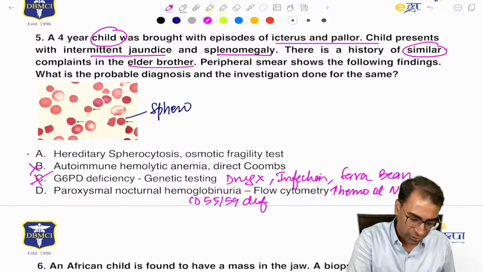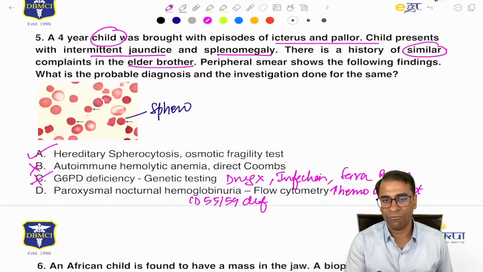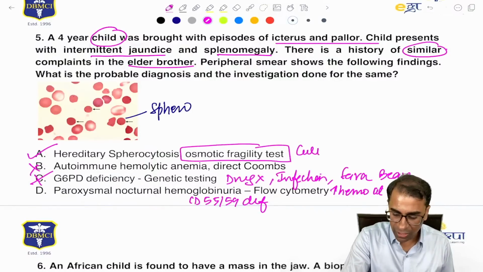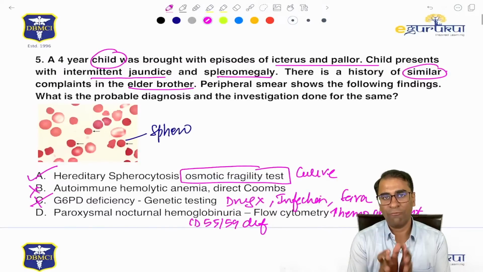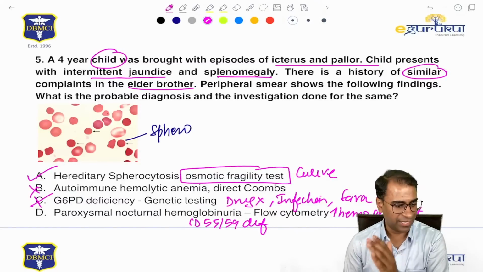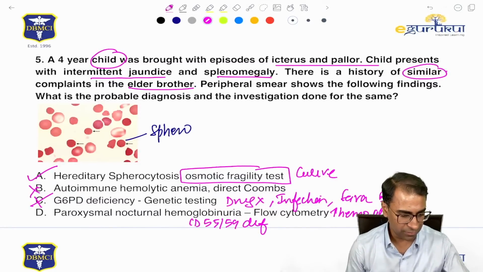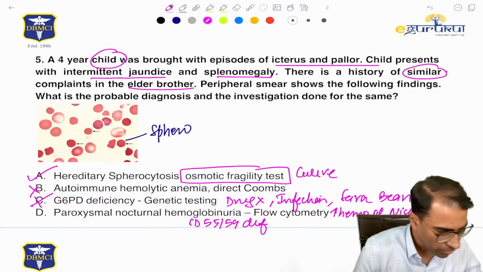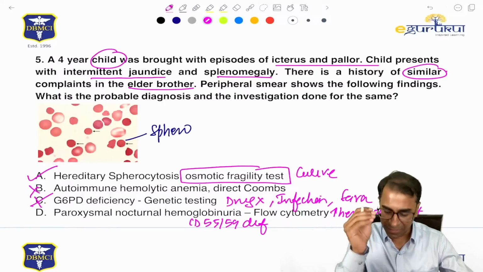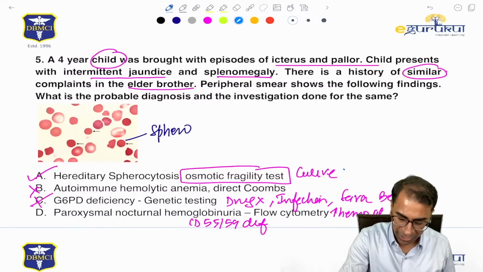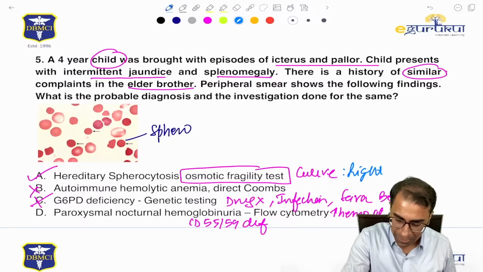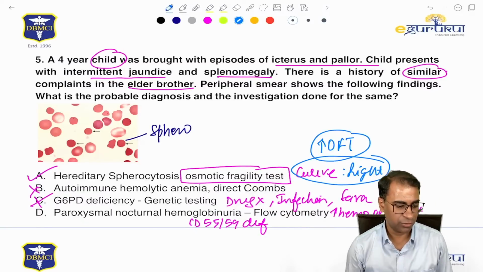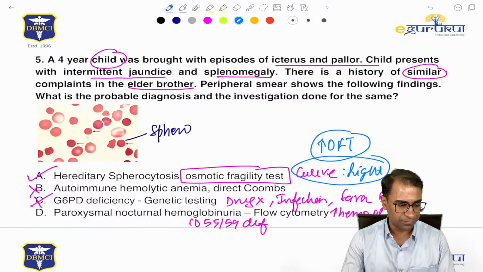This is a typical case of HS, which shows OFT, and what they can ask you in the OFT is the OFT curve. It shifts to what side? OFT curve shift to left side or right side? Can you all tell me what side? Which side, guys? Left side or right side? Yes, the curve shifts to right side. And when I say it's right side, it means what? It means increased OFT. Perfectly answered.